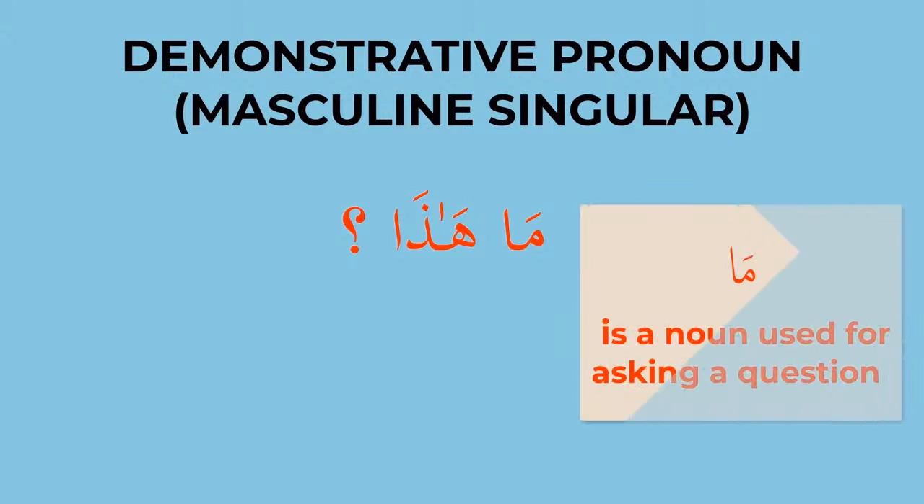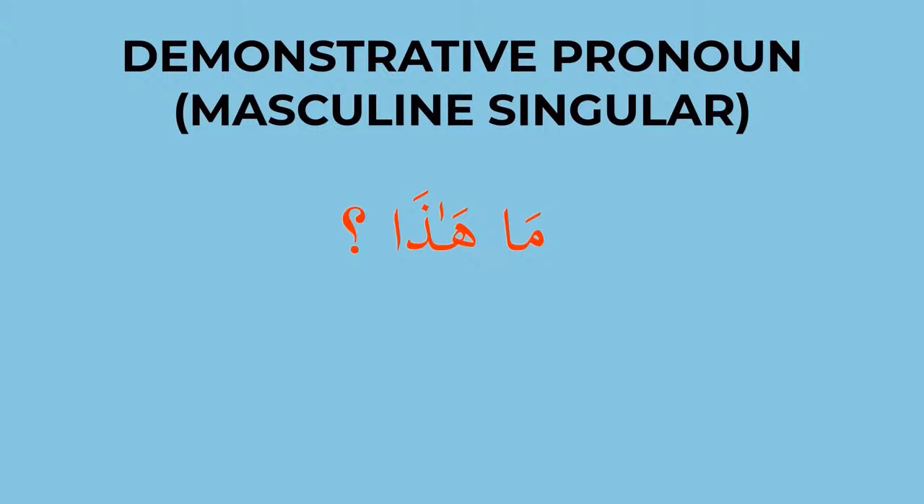Ma is used for asking questions. It means "what." There is a name for it, but we won't go into detail right now. Later on, inshallah, we will learn all the names for the nouns and the particles for asking questions.